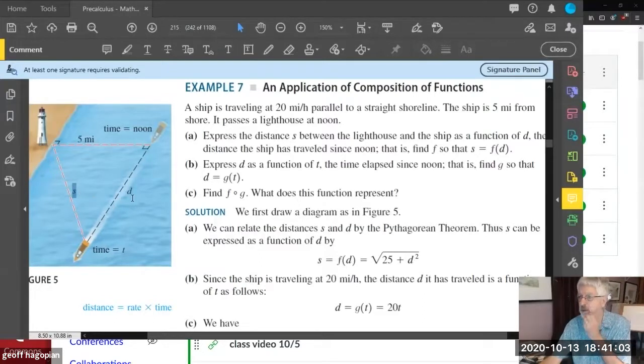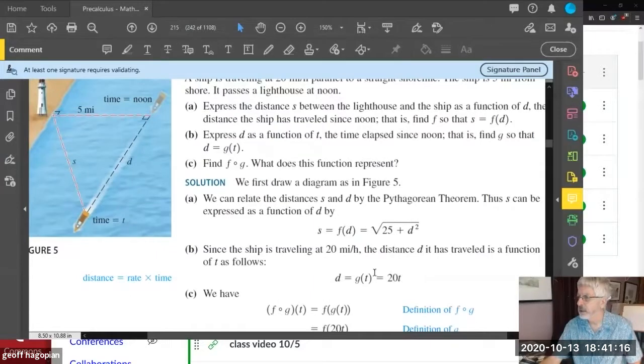S squared equals d squared plus 5 squared. And so they've got s is then the square root of 25 plus d squared, which is here. So that's the distance from the lighthouse as a function of d, the distance the ship has traveled.